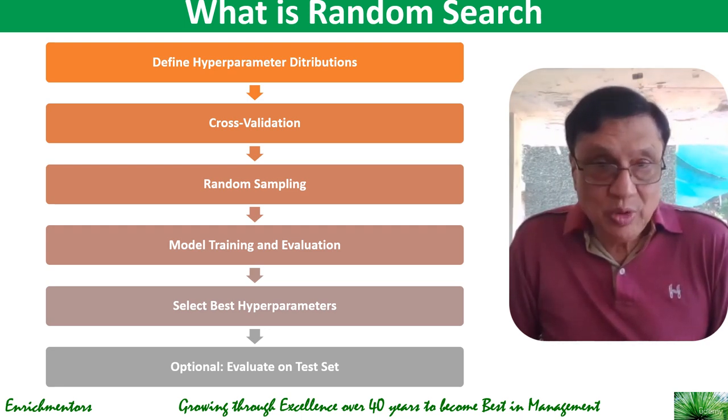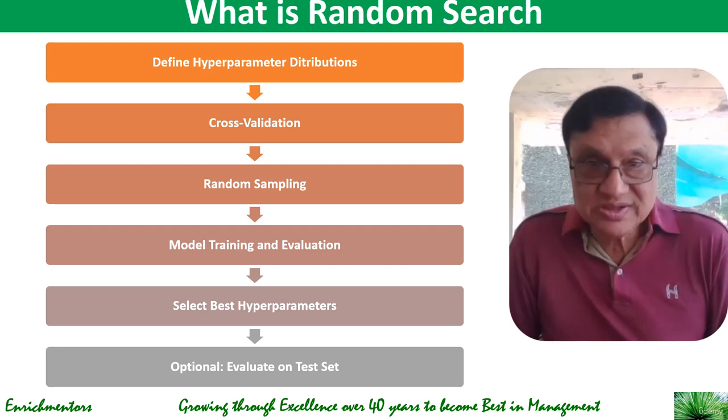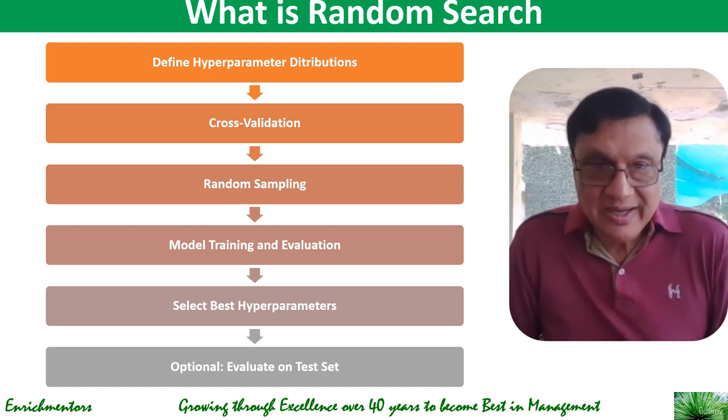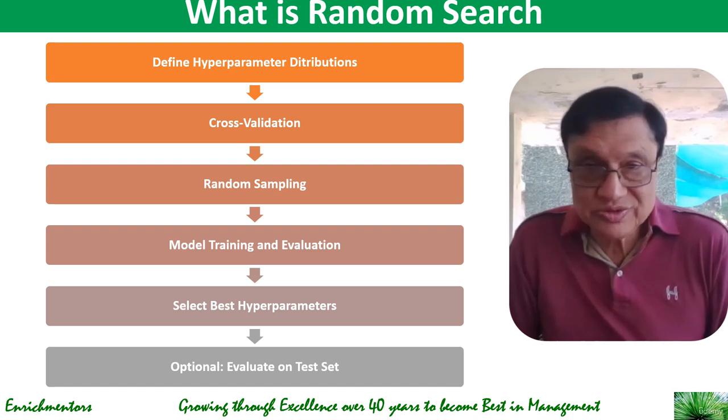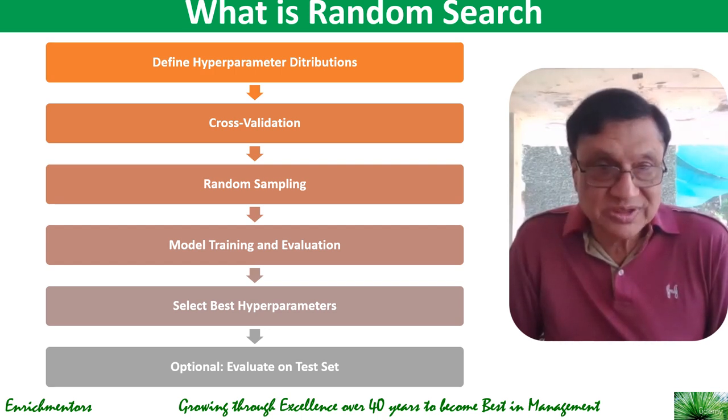So random search is a more computationally efficient alternative to grid search, especially when dealing with a large number of hyperparameters and a wide range of possible values for each hyperparameter. By randomly sampling hyperparameter values, random search can explore the hyperparameter space more effectively and converge to a good solution faster compared to grid search, particularly when the hyperparameter space is high dimensional or contains complex interactions between hyperparameters. Random search is also widely used in practice and often serves as a baseline for more advanced hyperparameter tuning such as Bayesian optimization.